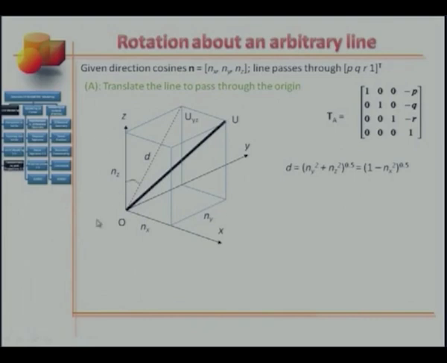Let's mark this angle and name it psi. Then cosine of psi is Nz over d, and sine of psi is Ny over d.